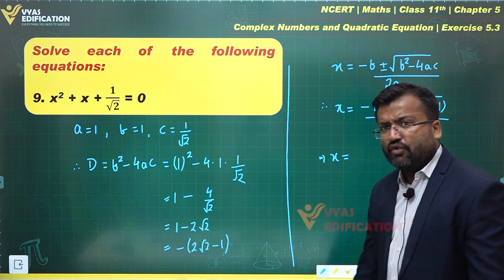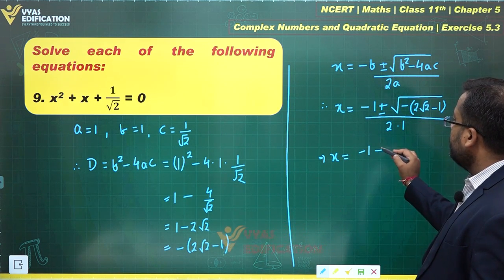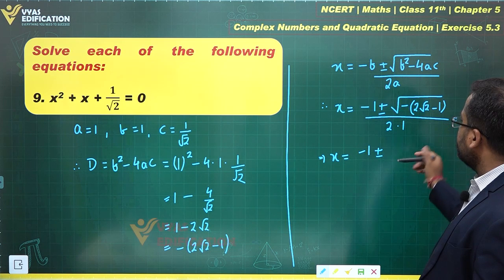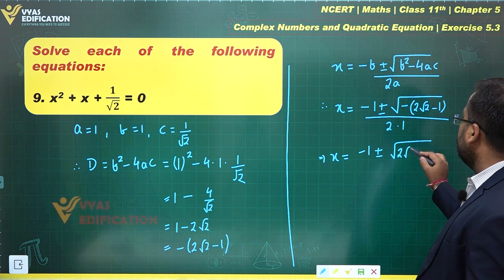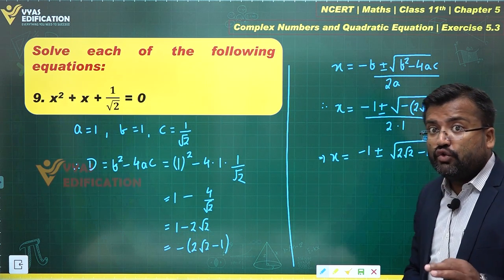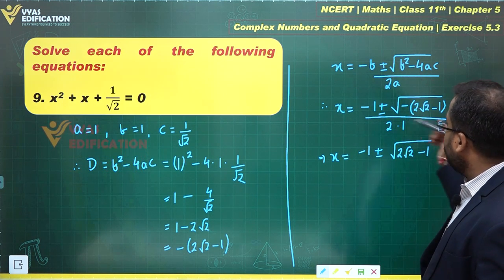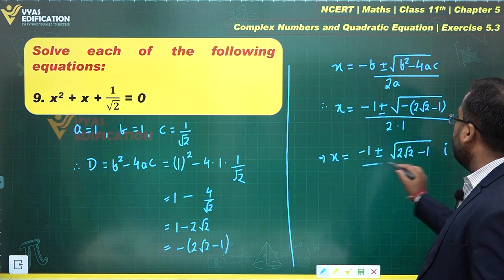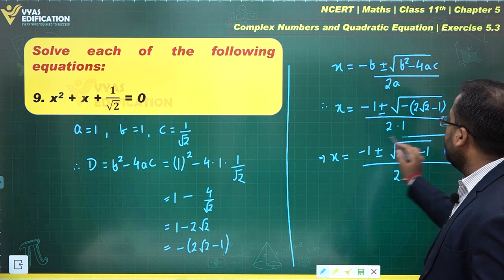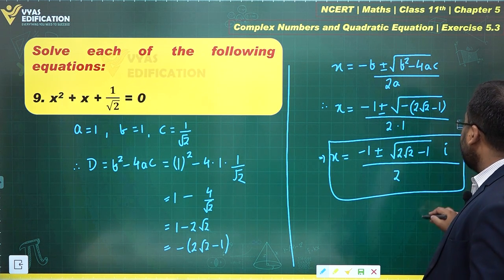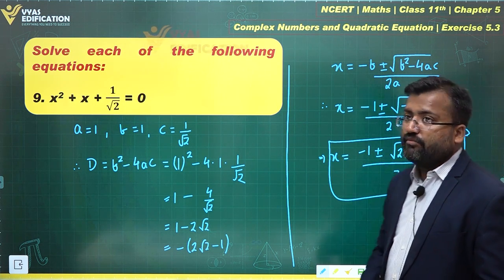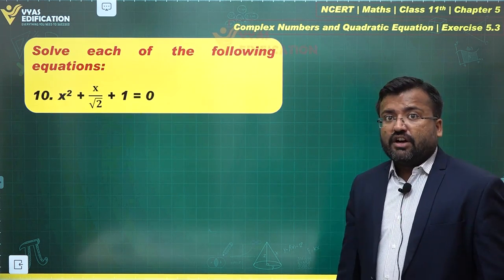Which gives me x equals what? Can you note that? Minus 1 plus minus, 2 root 2 minus 1 is a positive quantity. This is 2 root 2 minus 1 in the under root times root of minus 1, which is I, upon 2. And yes, this is my answer for this question 9th. Right? Let's talk about the 10th one.